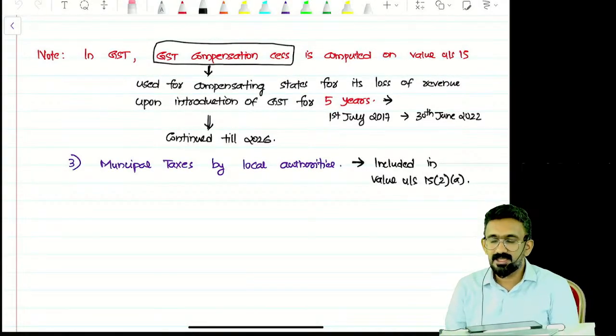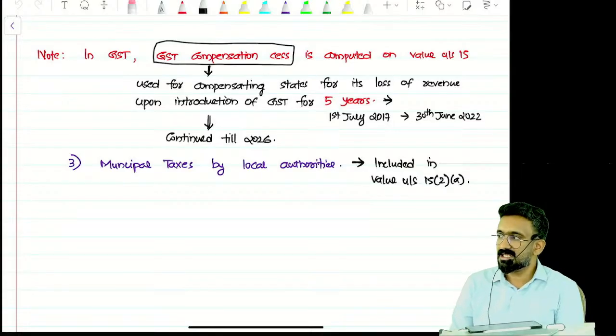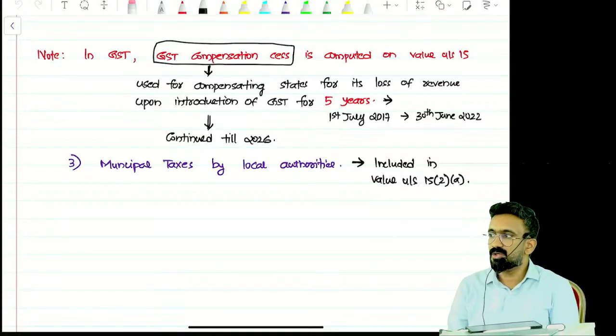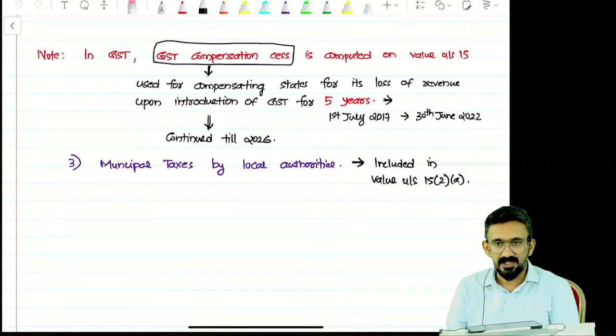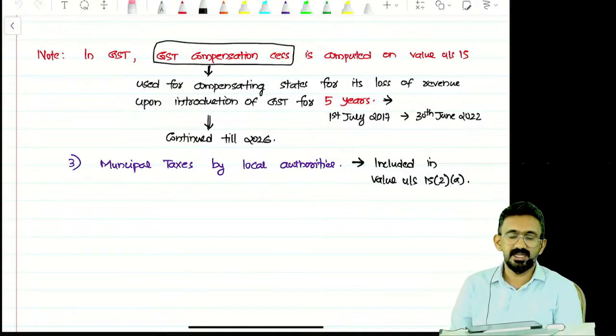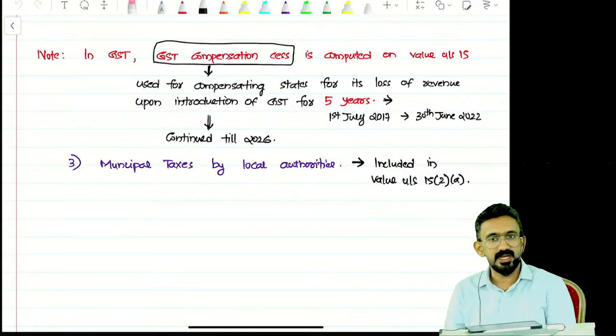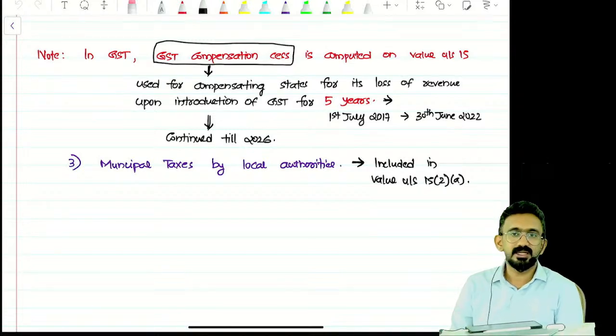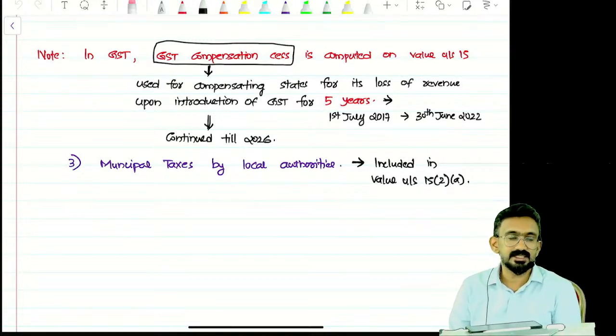GST compensation cess is computed on the value under Section 15, and used for compensating states for their loss of revenue upon introduction of GST for 5 years, that is from 1st July 2017 till 30th June 2022. It has been continued till 2026.